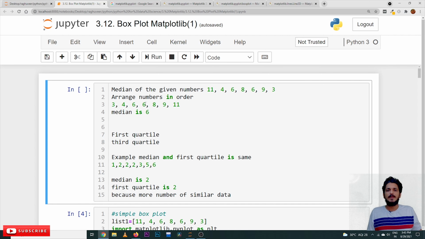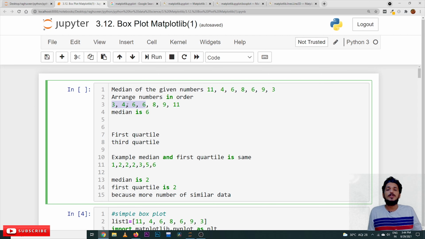Coming to our next example, how to identify the first quartile and third quartile in a given set of numbers. Arrange the numbers in ascending order. The middle number we call the median. If you take the first half of the numbers and identify the median value again, then this median value is considered as the first quartile. It means 1/4 of the numbers are below this value. In the given set of numbers, 1/4 of the given values are below the value of the first quartile. That is the meaning of first quartile.